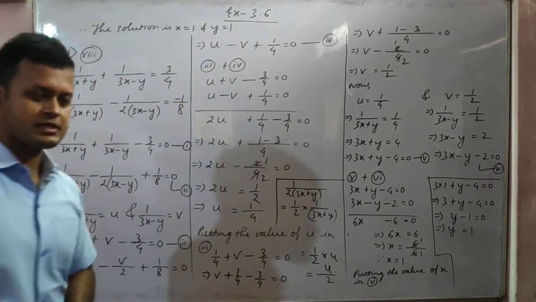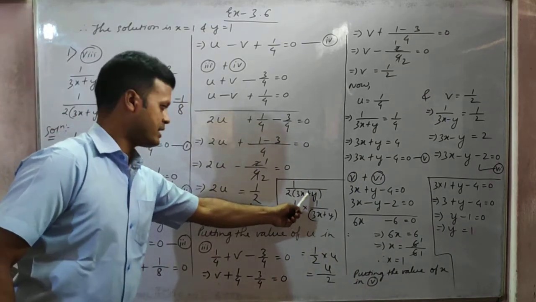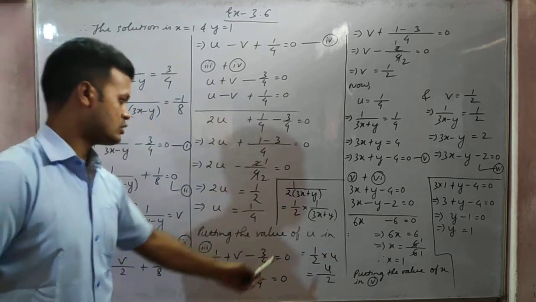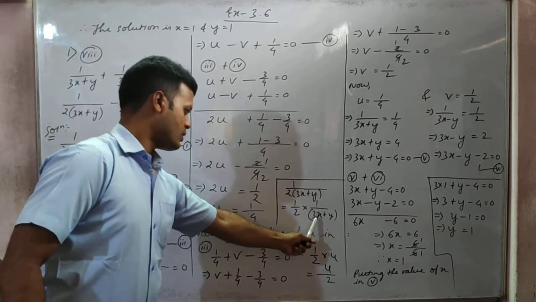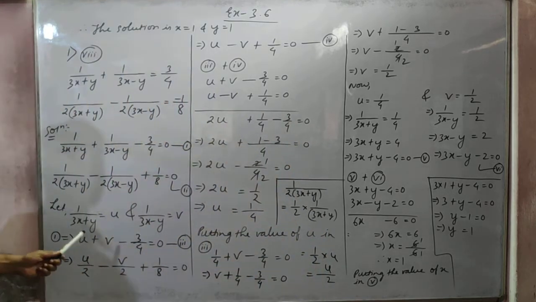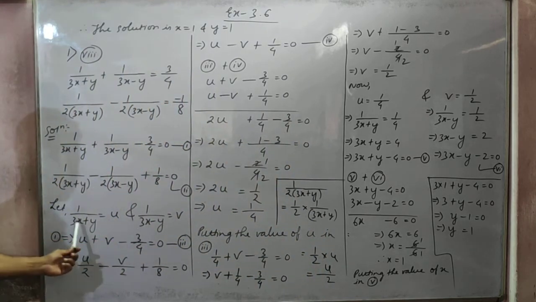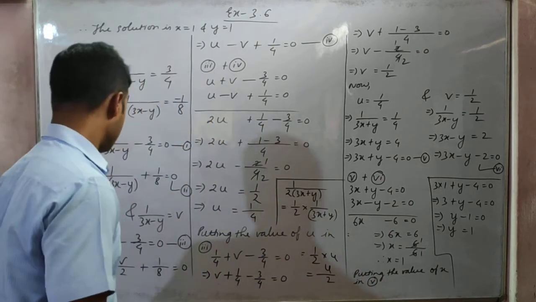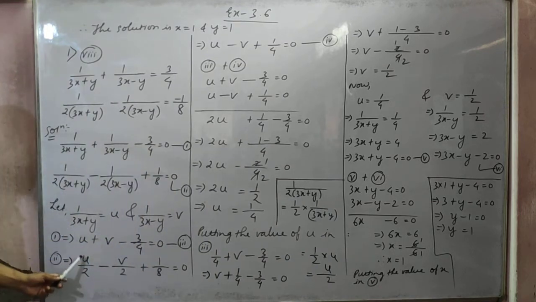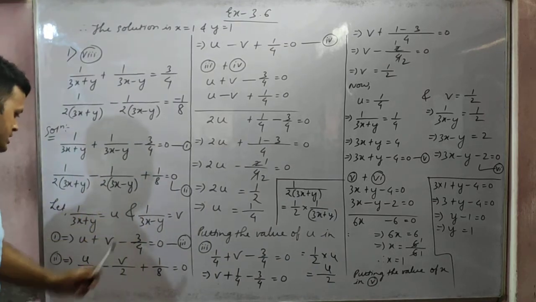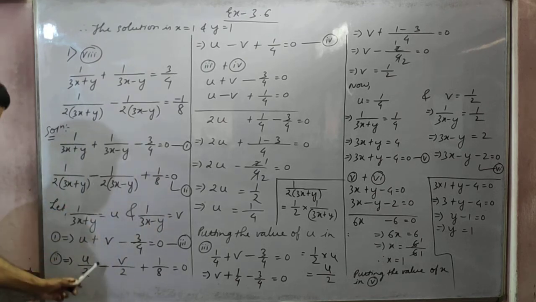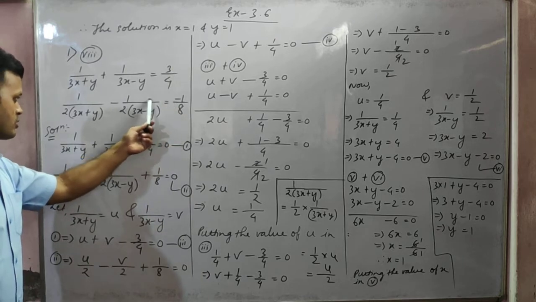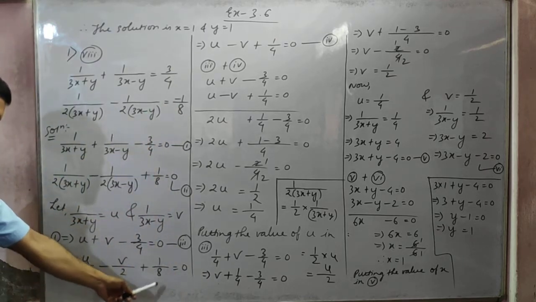Did you understand, students? 1 by 2 into 3x plus y, I can write 1 by 2 into 1 by 3x plus y. So in place of 1 by 3x plus y, we can put u. So 1 by 2 into u will become u by 2. Therefore in place of 1 by 2 into 3x plus y, I wrote u by 2, and 1 by 2 into 3x minus y, I wrote v by 2. And this minus 1 by 8 I brought to the left hand side, so it became plus 1 by 8 is equal to 0.